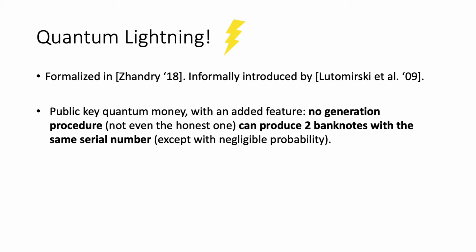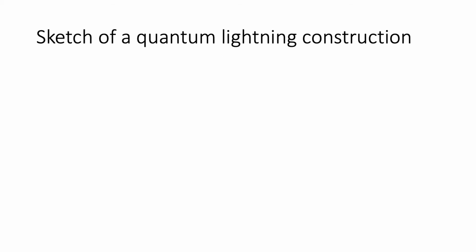Okay, so to make the idea of quantum lightning a bit more concrete, let me give you a sketch in the next slide of a quantum lightning construction. Let H be a collision-resistant hash function. Now, this should also be non-collapsing, but I'll tell you in a moment what this means. Now, the generation procedure is as follows.